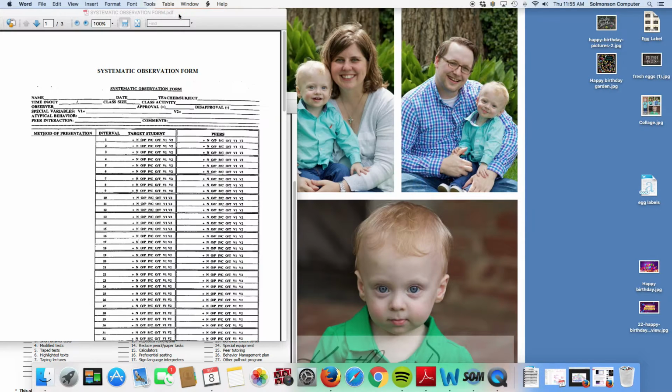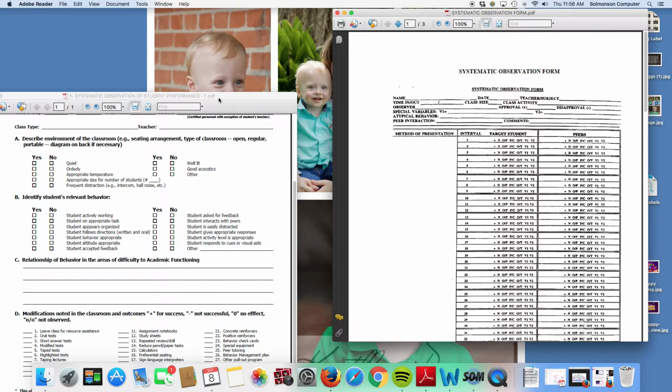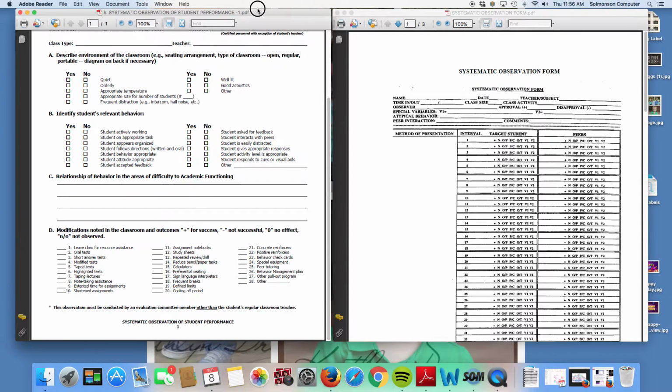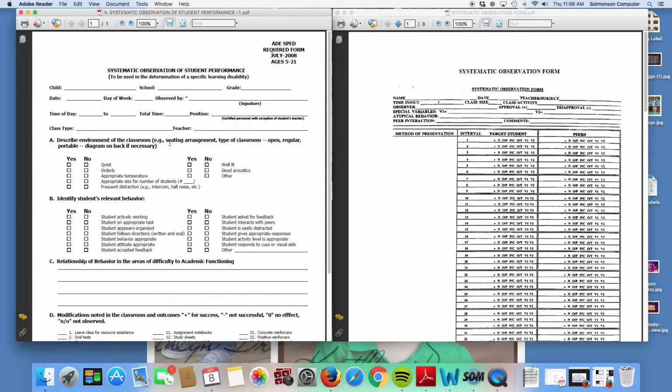So I also talked about a systematic observation, and I'm going to tell you, I hate doing these things. They're hard to do, but I'm going to make you do one just so you have experience doing one. Okay, so this first one over here, this is systematic observation of a student performance. So you can use this page here as the cover sheet for this right here. That gives you some more information.